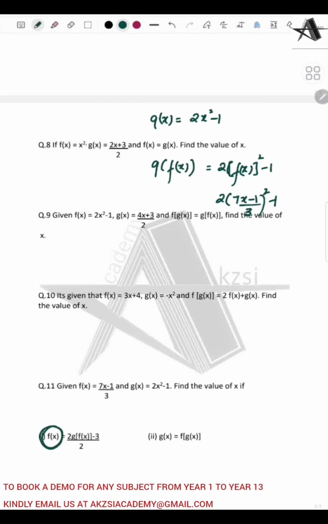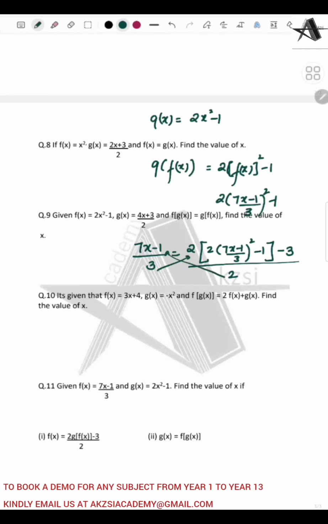Now here I need to replace f(x) with (7x minus 1) over 3, which is equal to 2 times g of f(x), that means 2 times 2 into ((7x minus 1) over 3) whole squared minus 1, minus 3 over 2. This seems a little difficult, but let us try to simplify it. Cross multiplying, 2 will go there and 3 will go up there. That means it will become 2 times (7x minus 1), and this will be 3 times 2 is 6.